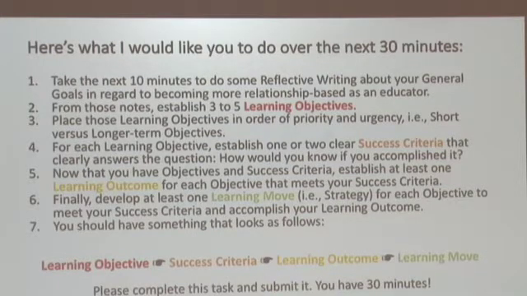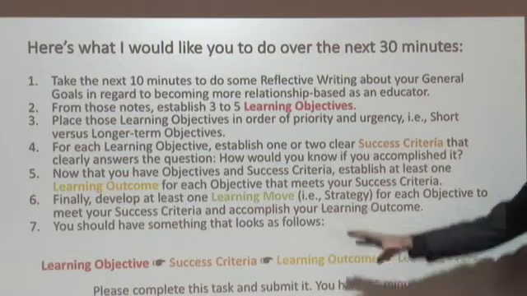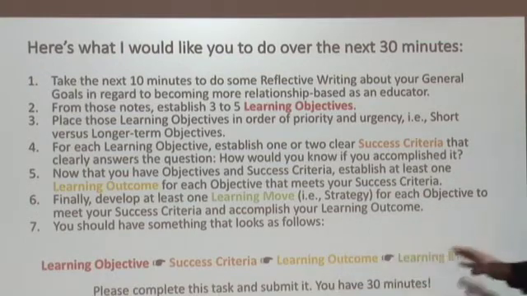And then, after you've got those success criteria really explicit and clear, and I know you don't have a lot of time to do this, but we don't have a lot of time. I want you to establish a learning outcome for each of those objectives, and then I want you to develop a learning move for each of those. So in the end, you're going to have about 5 learning outcomes. You're going to have success criteria, you're gonna have learning objectives, success criteria, learning outcomes, and learning moves. I'd like you to do that now in 30 minutes.